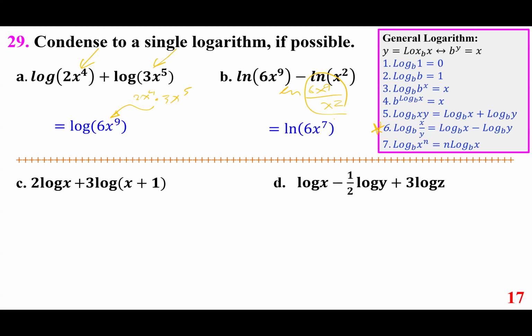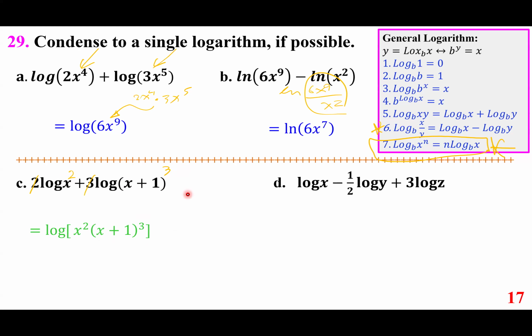Part C, you put the 2 here, you put the 3 here. So that means I'm using the power rule, everybody. First, reverse process. And now log of x squared plus log of x plus 1 cubed, I'm going to use the product rule and I'm going to go from right to left. So I'm going to multiply x squared by x plus 1 cubed, and I'm going to write log of x squared times x plus 1 quantity cubed.